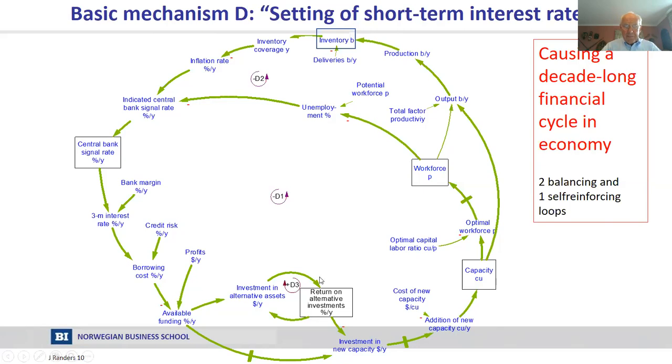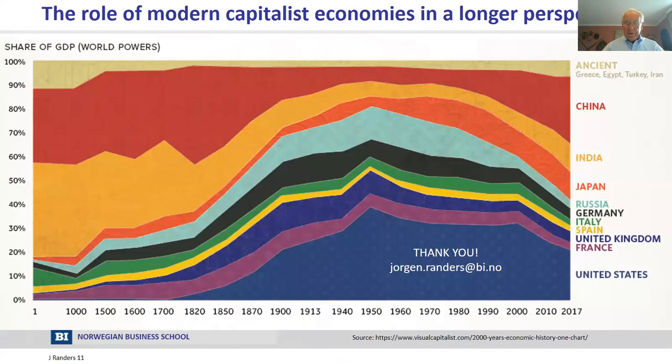There is an interesting kicker in the system, which is the investment in alternative assets which occur when there are no investment opportunities in new capacity. And this drives a positive destabilizing loop, investments in gold, real estate, etc., which is what typically ends the 10-year capacity financial cycle. So that's where we are. We know that the basic mechanisms do recreate the reference mode.